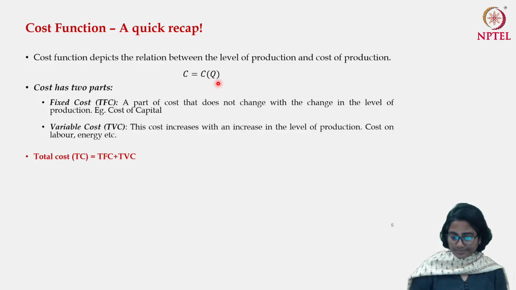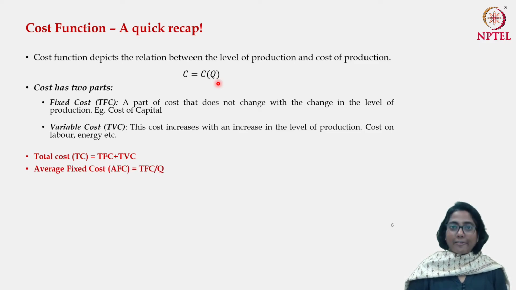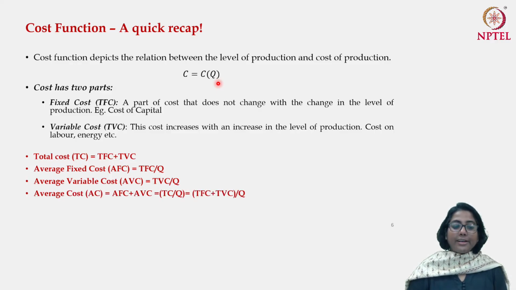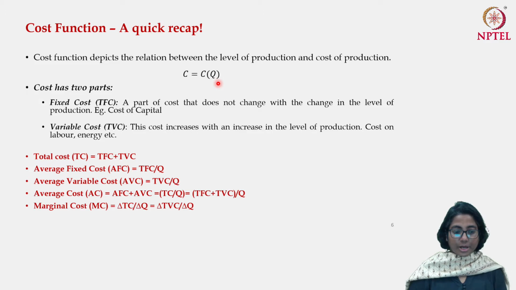And then we also discussed several aspects of cost. We said that total cost has two components, as we have said, total fixed cost and total variable cost. Then we talked about average fixed cost. What is average fixed cost? This is the total fixed cost divided by the level of output produced. Then we talked about average variable cost. This is the total variable cost that you are incurring in order to produce a particular level of output divided by that level of output. Then we have average cost, which is a sum of average fixed cost and average variable cost. Or you can also take it as total cost divided by the level of production.